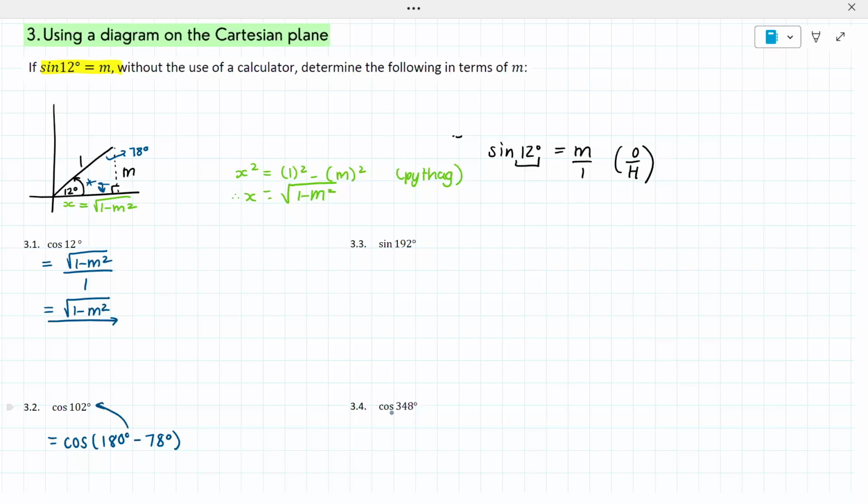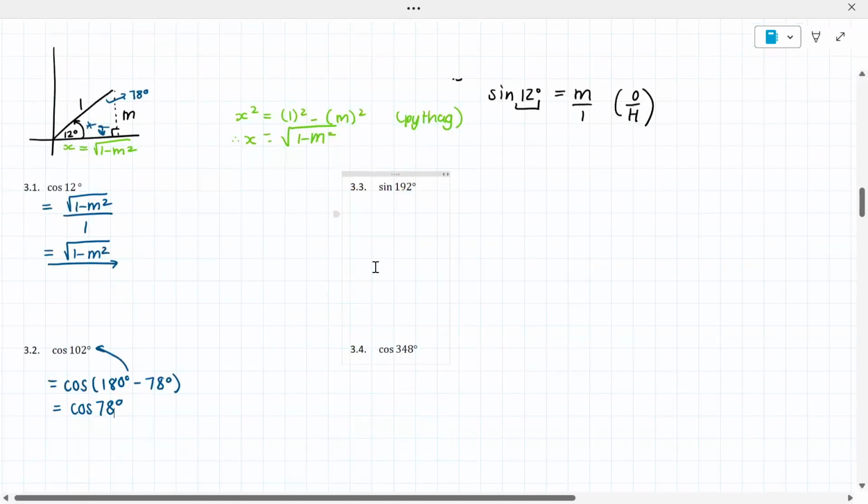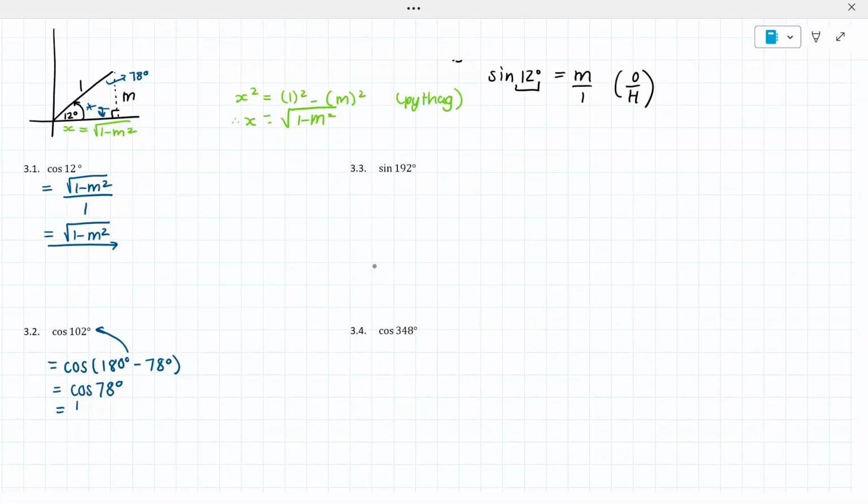So now I can apply my reduction formula that says actually what I'm working with is cos of 78 degrees. There's my 78-degree angle there at the top. Cos is adjacent over hypotenuse. So the adjacent here is n. Hypotenuse is 1. So cos of 102 is m. Remember, all of my answers have to be in terms of m. I've got that so far.